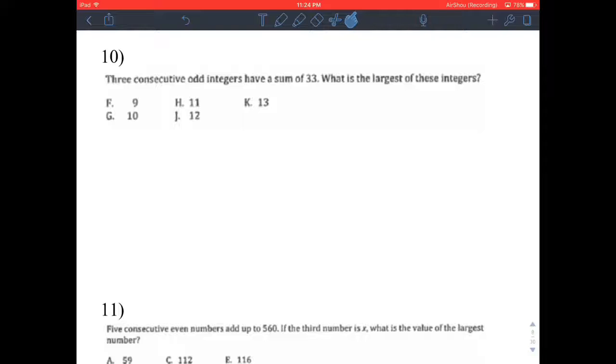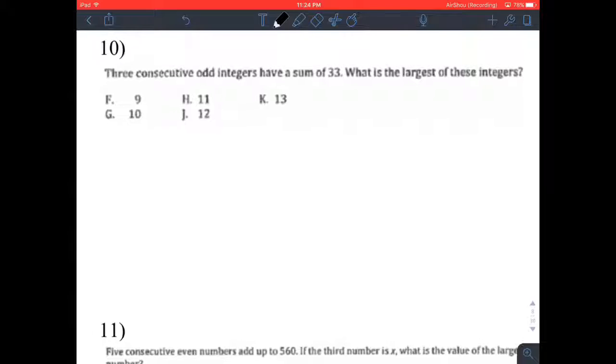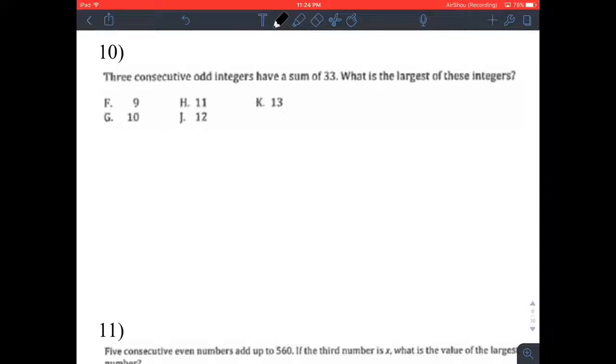3 consecutive odd integers have a sum of 33. What is the largest of these integers? So you could choose your own numbers for this and see which ones worked. You know, if the first things that you chose didn't work, you pick another pair. This one I actually think is better and easier to do with algebra.